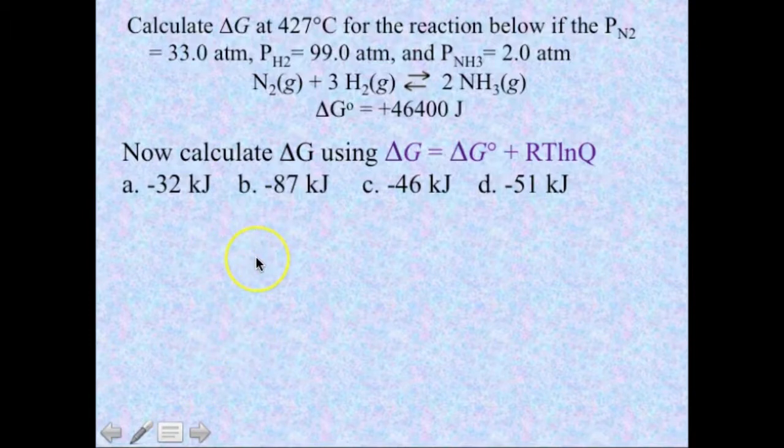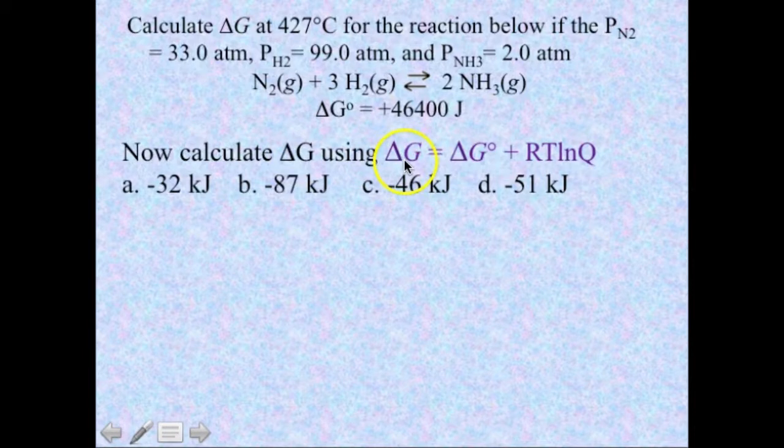Calculate the delta G, that's the free energy under non-standard conditions, at 427 degrees Celsius for the reaction that we just looked at: nitrogen plus 3 hydrogen yields 2 ammonia. And we just calculated the free energy under standard conditions for this reaction as 46,400 joules. So now how do we calculate delta G? We're going to use this equation.